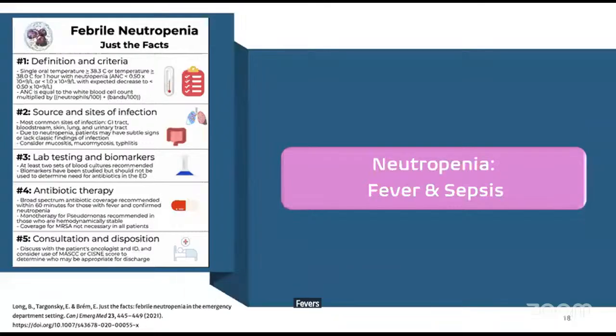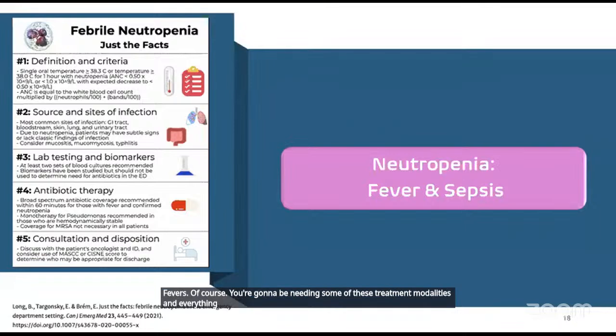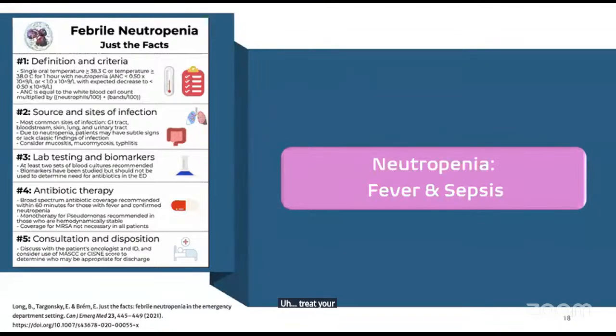Of course, you're going to need some of these treatment modalities and everything that may guide you to treat your patients. My colleague will go ahead and tell us what the criteria are to define this, and then how we are going to stratify the patient who is at risk, and then go ahead and manage.